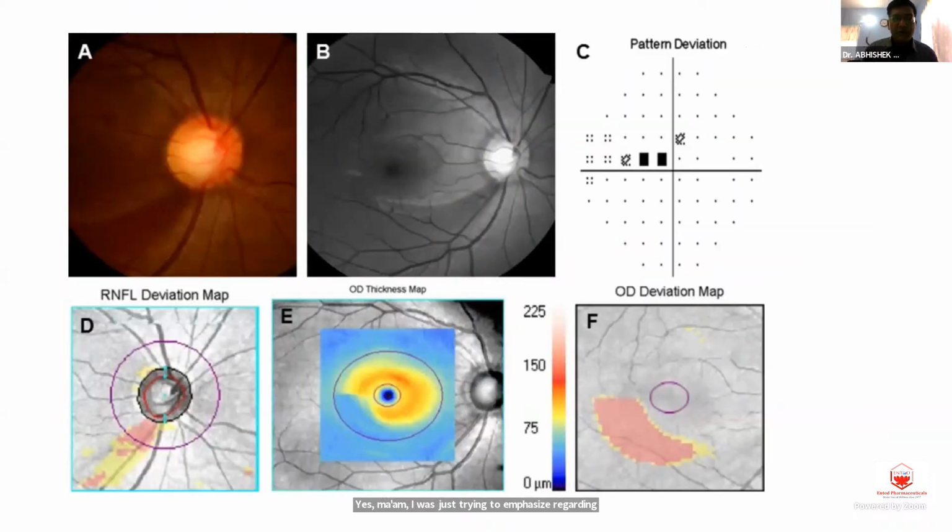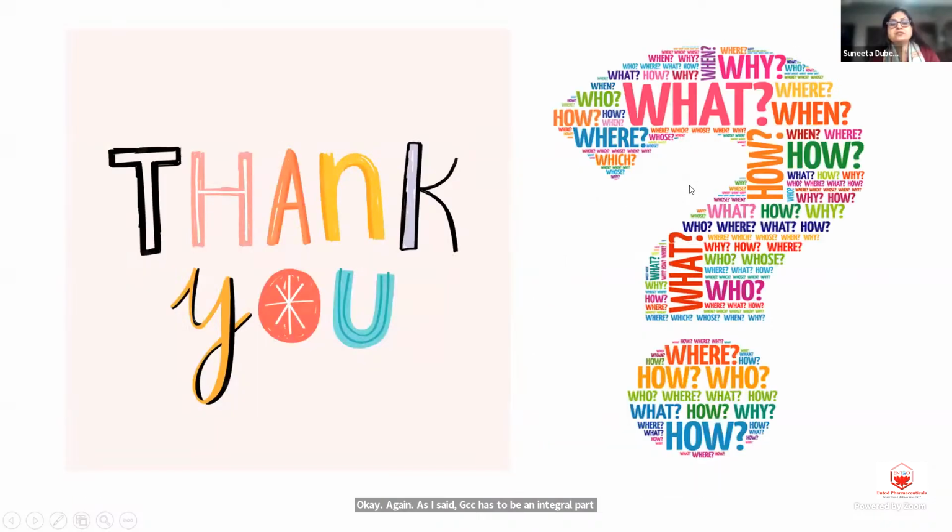So that was the final slide. Again, as I said, GCC has to be an integral part of it. Not only RNFL on fundus photo and red-free photography, but RNFL, GCC, and perimetry have to be taken together. Can I comment on this slide?